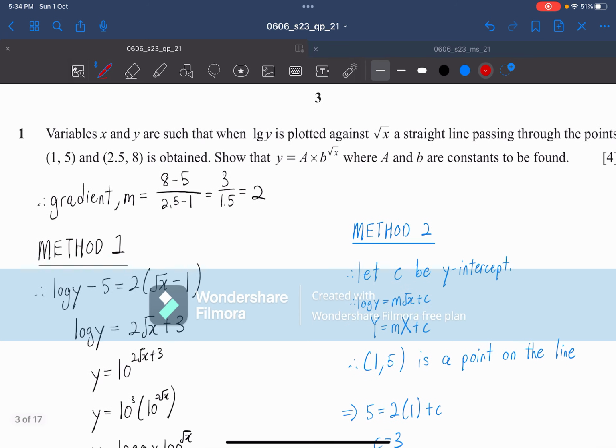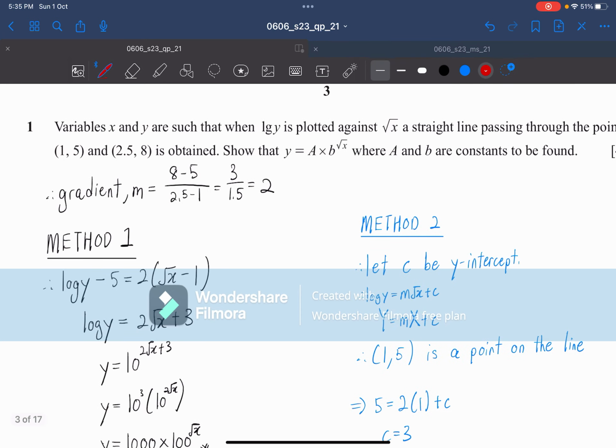So there are 2 ways to do it, because if you want to show this equation right here, y equals a times b to the power of root x, you have to get the straight line equation of the log y against root x graph first. Then rearrange it, just move the log to the other side so that you can get a times b to the power of root x. So what we need to find next is the equation of the straight line. And there are 2 ways to do it.